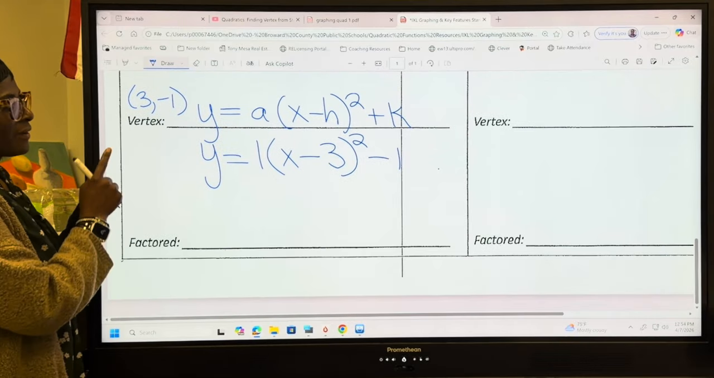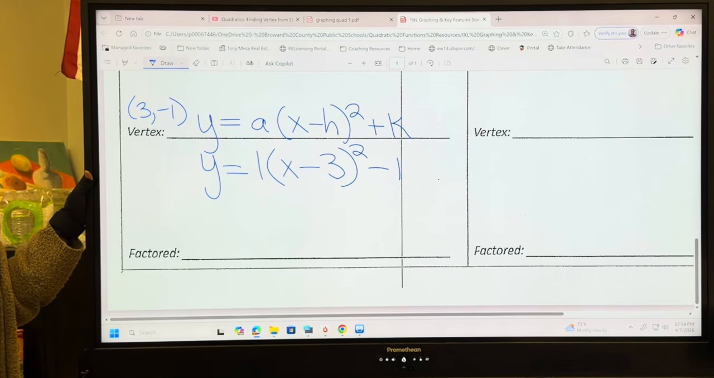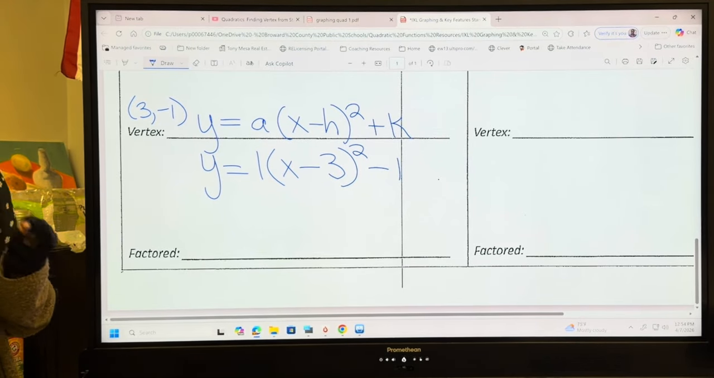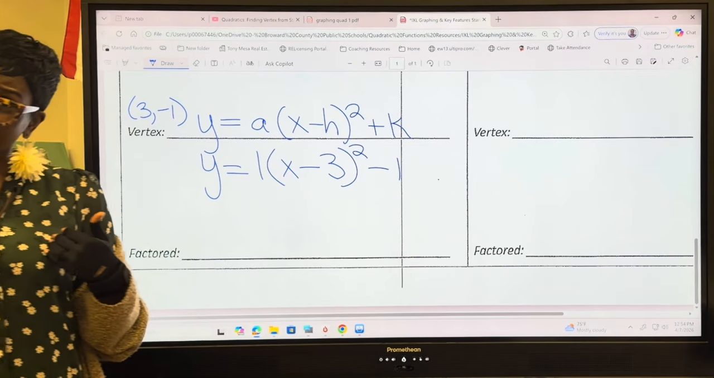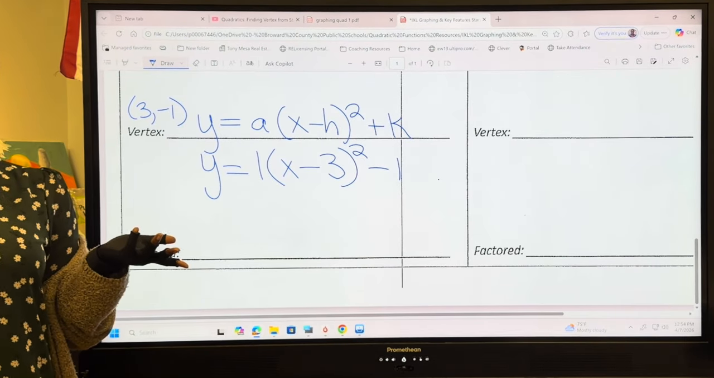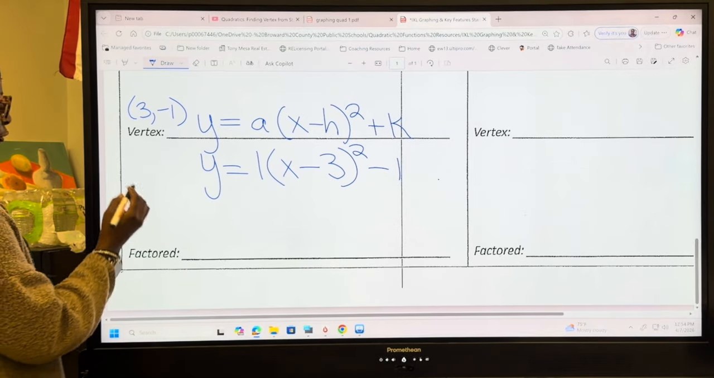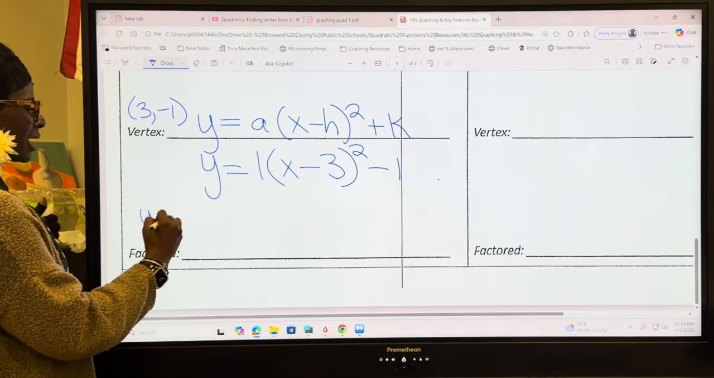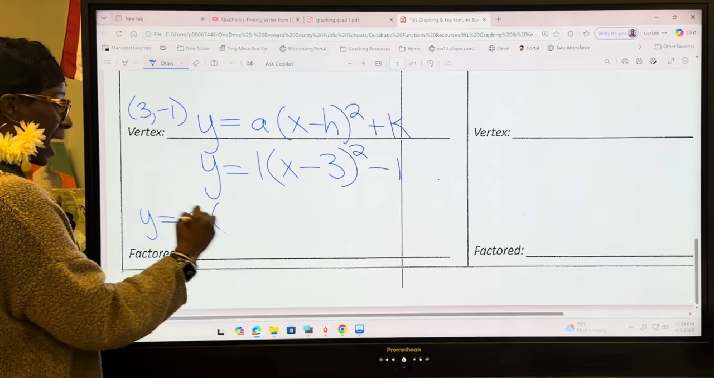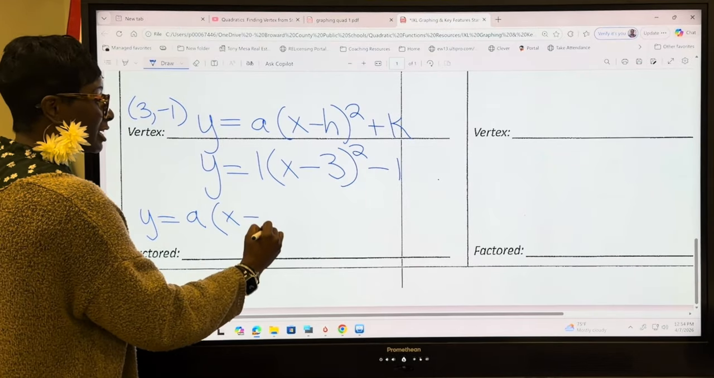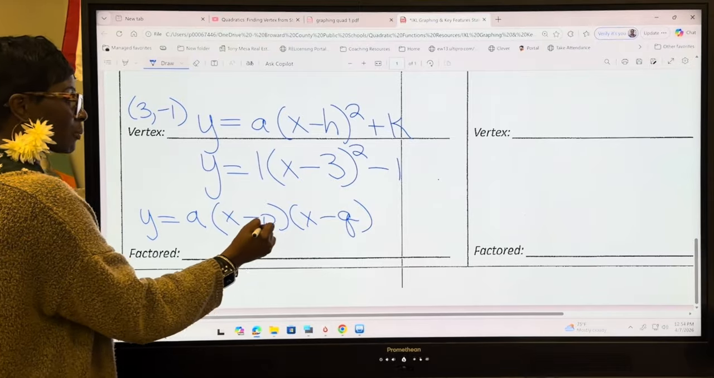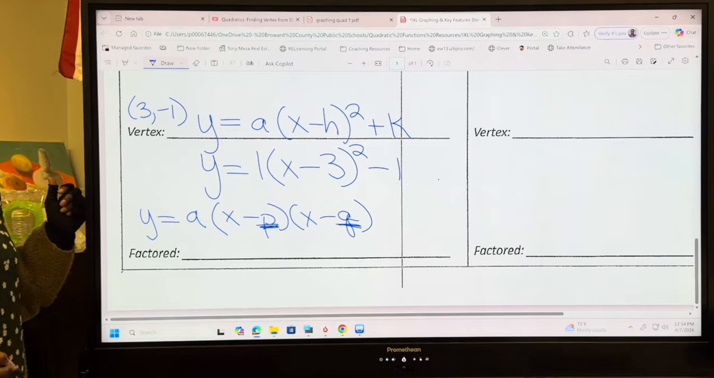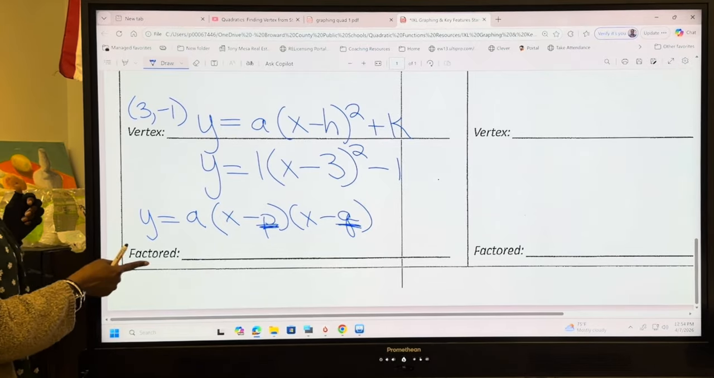All right, last one. Factored form. Factored form gives us our solutions. Do we know our solutions? Yes. So can we write factored form? Yeah. All right, so factored form is y equals a times x minus p times x minus q, where p and q are the opposite of our solutions. Are y'all with me? All right, so let's roll.